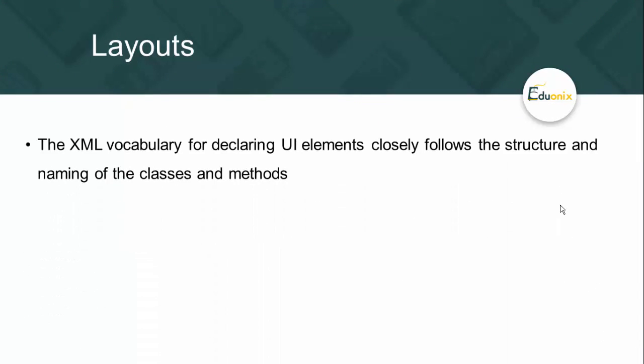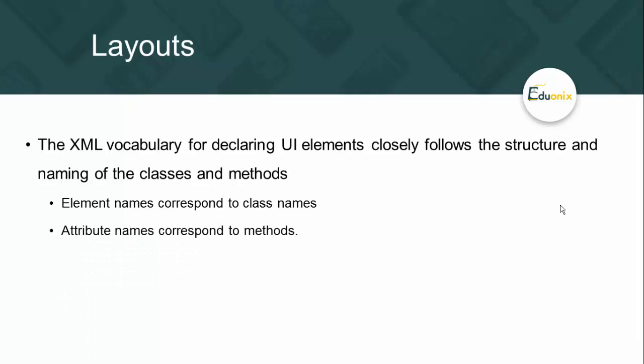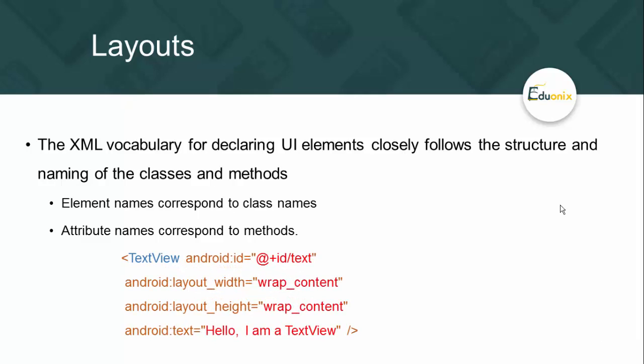In general, the XML vocabulary for declaring UI elements closely follows the structure and naming of the classes and methods, where element names correspond to class names and attribute names correspond to methods. Let's look at a sample XML file. The element name TextView is the class name, and the attribute names such as android:id, layout_width, layout_height, and text correspond to the methods. You can see that in the XML file, we are giving the value wrap_content to layout_width and layout_height.